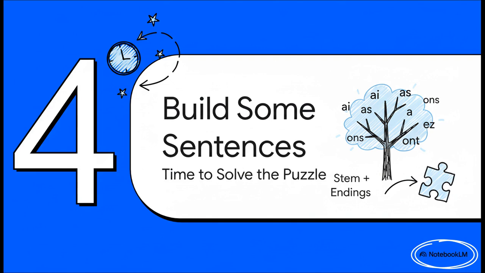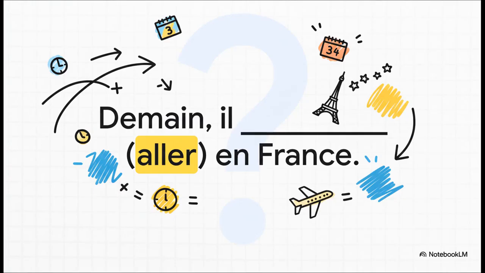Okay, theory is one thing, but let's actually put this into practice. It's time to solve the puzzle and build some real sentences together. You ready? Let's try this one. Demain il aller en France. So tomorrow he to go to France. Okay, so first, what's the stem for our VIP verb aller? And then what's the ending for il? Go ahead, put them together.